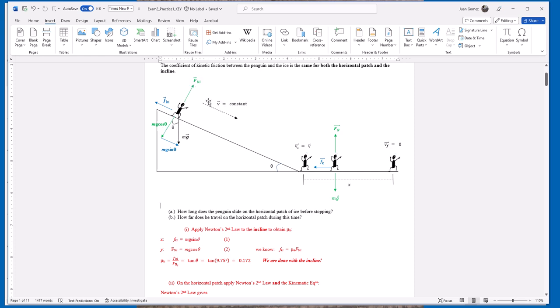Because again, what does the constant speed mean? A is 0. Meaning, in the x direction, the forces have to add to 0, and in the y direction, the forces have to add to 0. Well, very simple. Okay, so we have that.